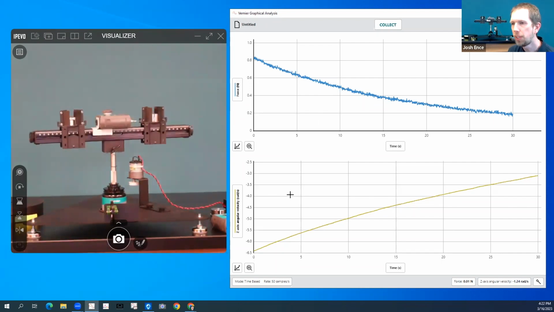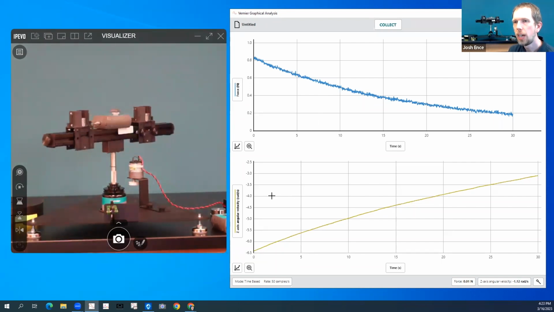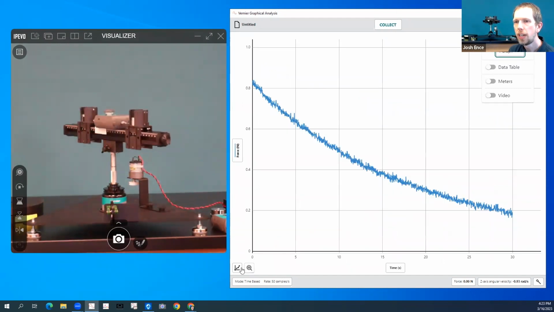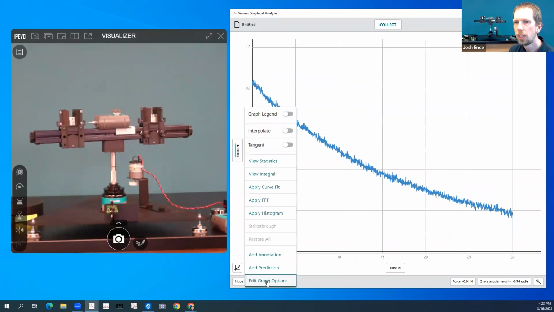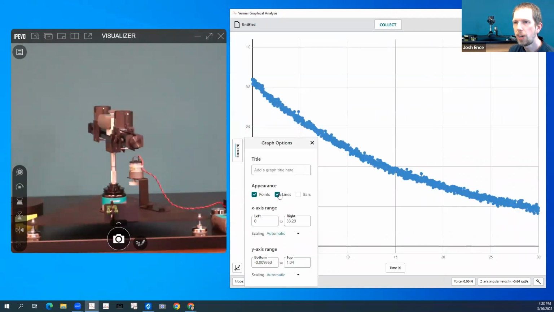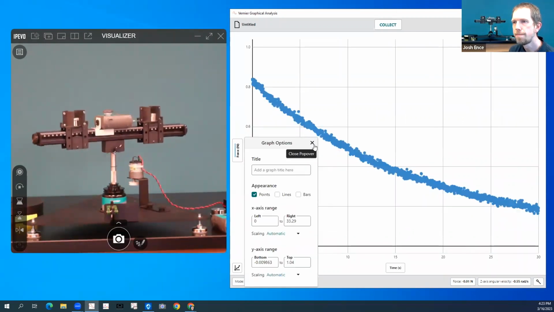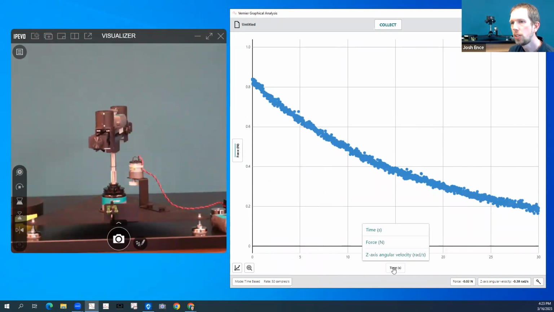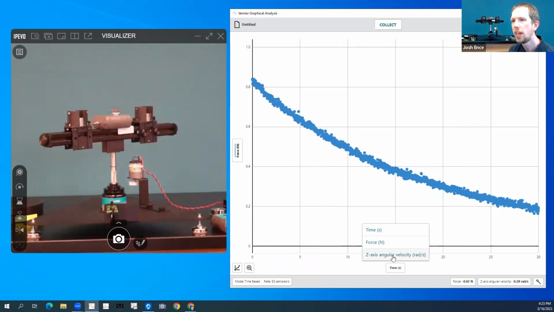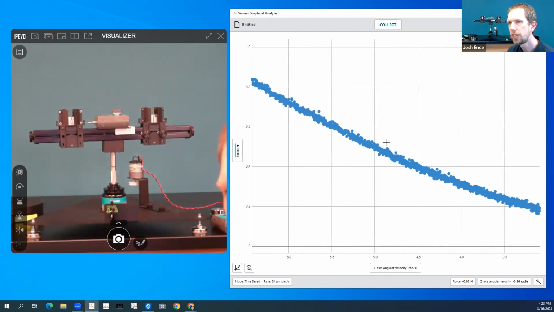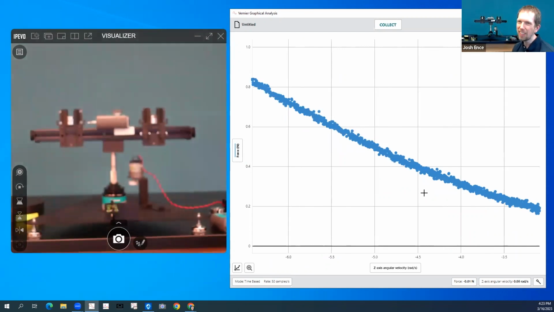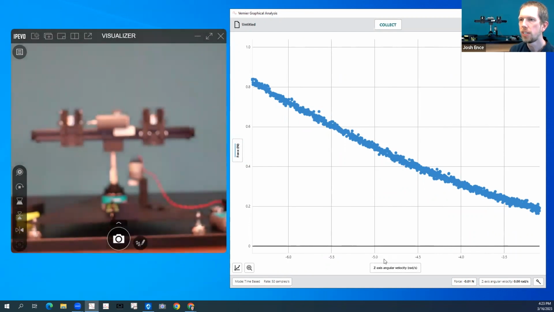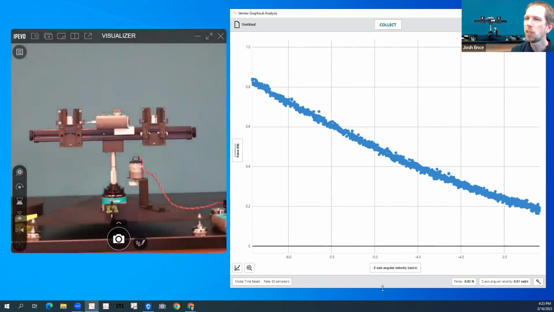I'm going to make a couple of changes here before I do. First, I'm going to go to one graph. I'm going to switch to just points rather than connected lines. And rather than plotting force versus time, I'm going to look at z angular velocity. So here I've got this kind of curve. It looks kind of linear. It's really force versus the z angular velocity, which isn't quite what I want.